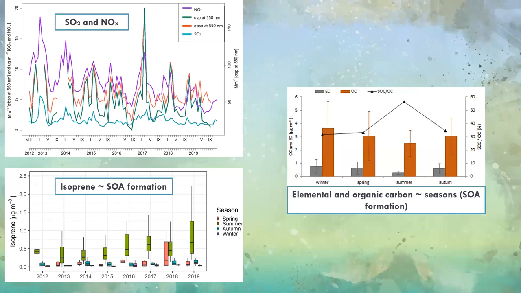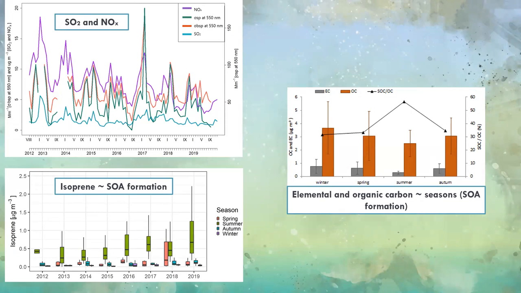In the first graph, there is a really nice correlation between the total scattering and backscattering coefficients at the green wavelength of light and the lines of SO2 and NOx, which are precursors for sulfates and nitrates, which are mainly scatterers when they are present in the aerosol. So you really can see that the peaks really nicely correlate with each other.